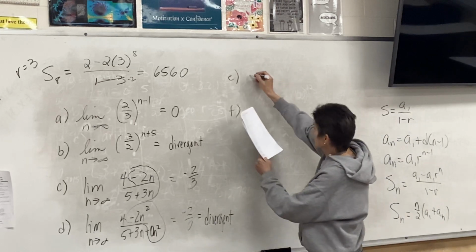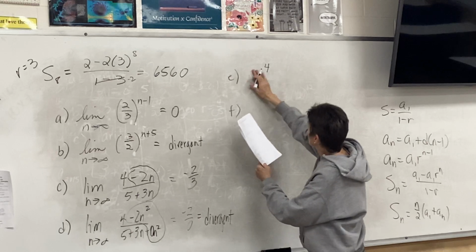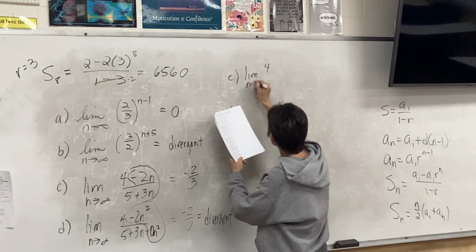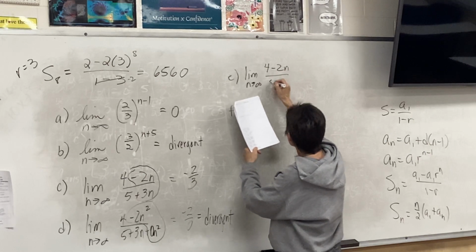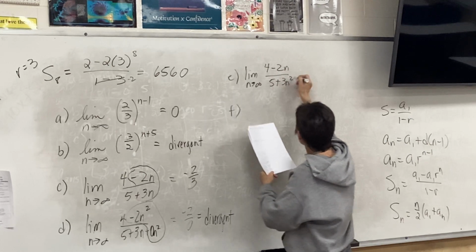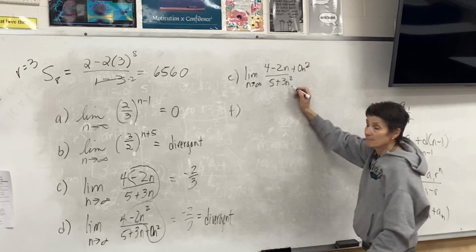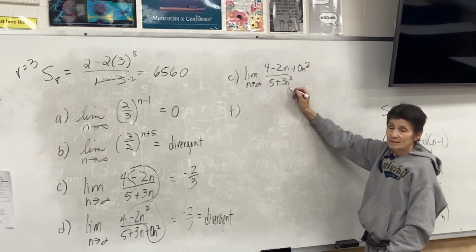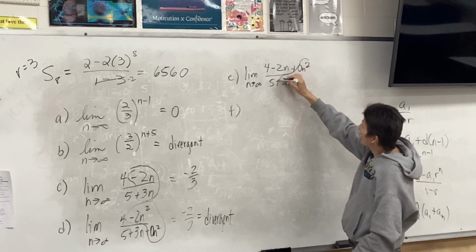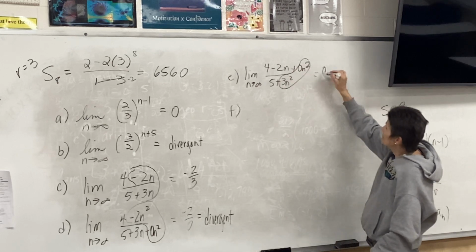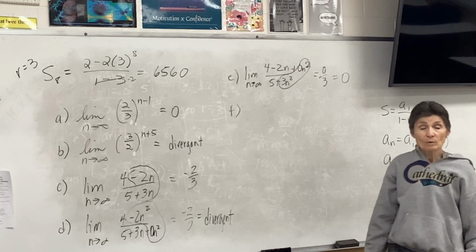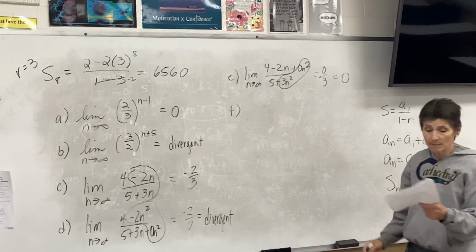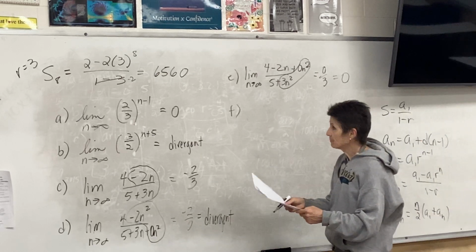All right, E is the same thing, only now the missing n squared is up here on the top. Well, that makes all the difference in the world, because now when you compare, you get 0 over 3, which is 0. So this one has a limit, and its limit is 0.